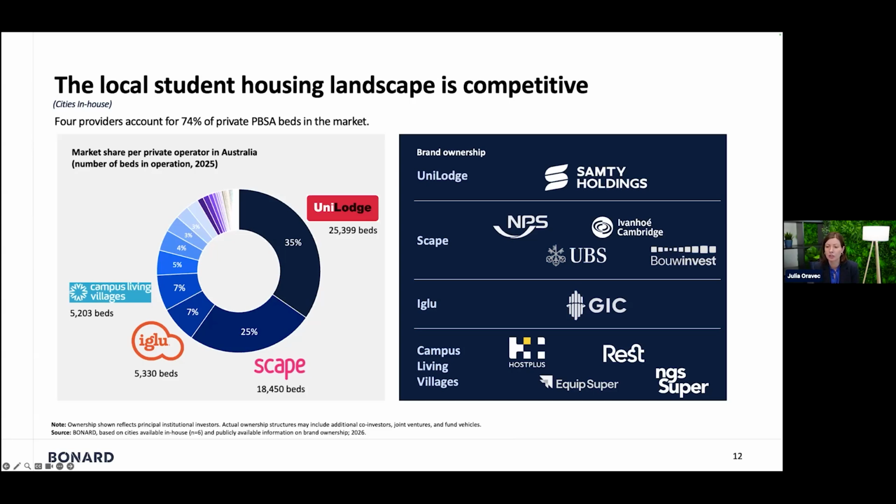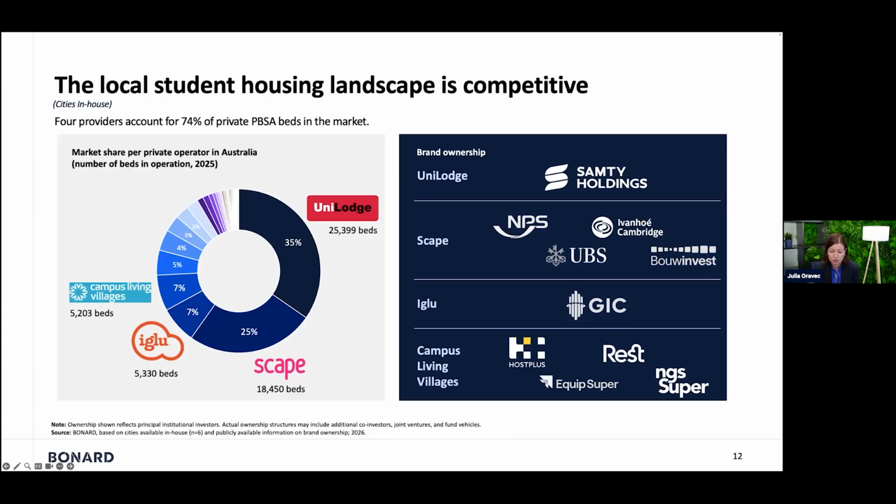Then on the right side of the screen, you see a bit of flavor into the ownership of those operators. We see Samty Holdings, that was a recent transaction as well, who acquired the ownership of Unilodge from Pamoja. Of course, Scape is not a publicly listed company, but is best described as a founder-led business. They committed 700 million Australian dollars in equity in 2025, and are supported by major institutional capital, majority South Korean, with the prominent strategic vision to develop further student housing in Australia.